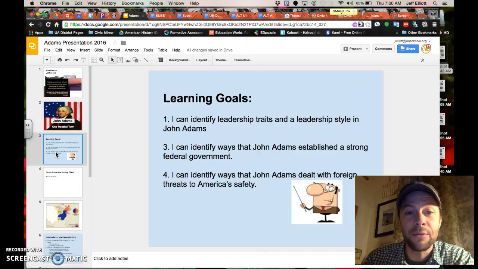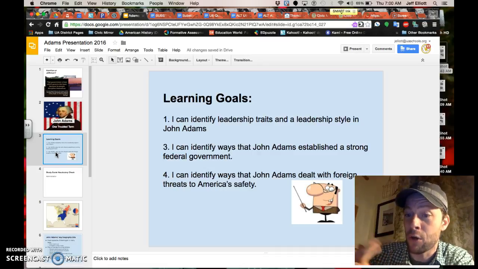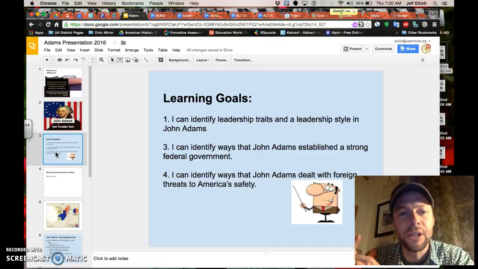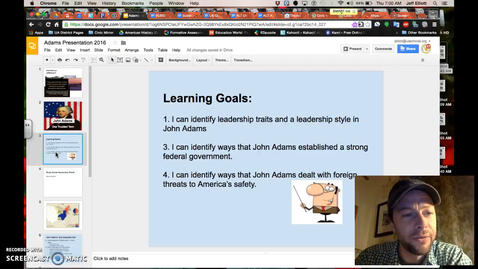Three learning goals today. Don't forget that you need to be able to identify which leadership style John Adams has, and how do you know, what traits does he show. You'll need to be able to identify ways that John Adams established a stronger federal government, and identify ways that John Adams dealt with foreign threats to America's safety. Okay? All these things are going to apply.